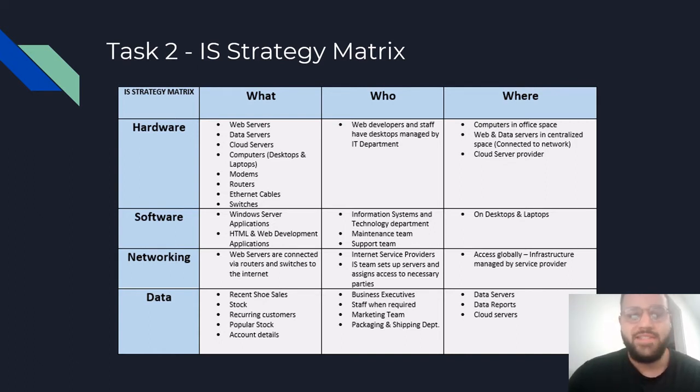As for data, we're going to be collecting recent shoe sales, stock, recurring customers, popular stock, and account details. The people using this data will be the business executives, staff whenever they're required, the marketing team, packaging, and shipping department. Now, this data will be stored on data servers, data reports that go to the business executives, and cloud servers.